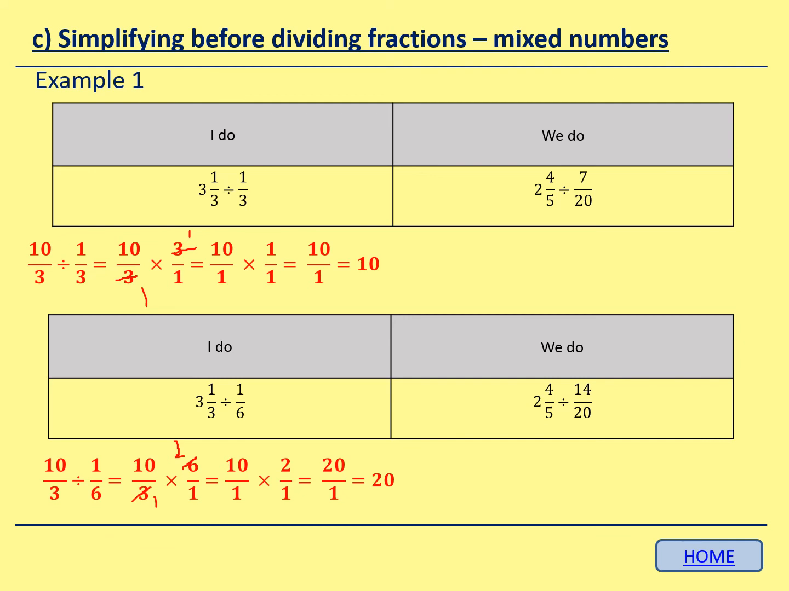5/2, 5 2s is 10, so that's 14/5. See if you can spot the ones that you can cross cancel. The answers, that was 8 and that was 4.